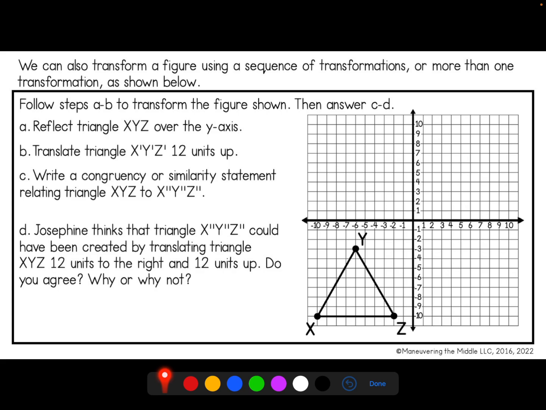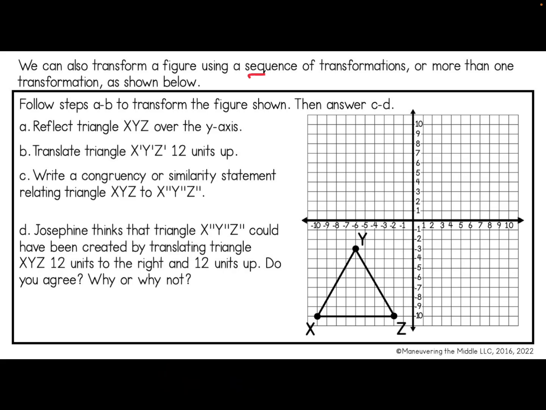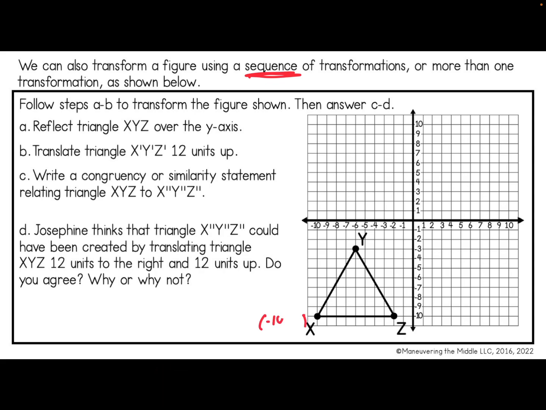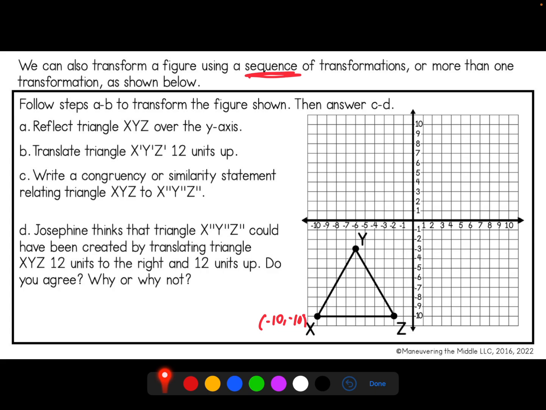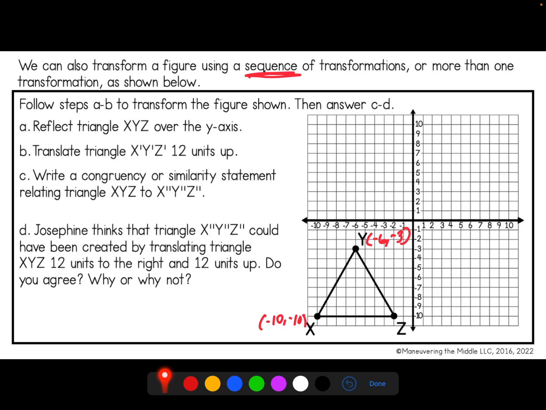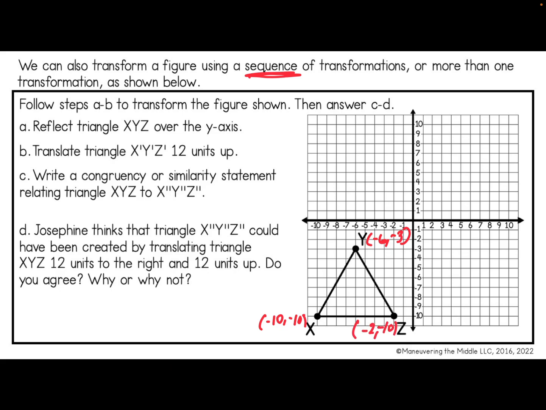All right. Now we can also transform a figure using a sequence of transformations. That's when more than one transformation is performed. So we are going to start by reflecting triangle XYZ over the y-axis. To do that, we need to begin with some coordinates. So the coordinates of X are -10, -10. Coordinates of Y are -6, -3. And the coordinates of Z are -2, -10.